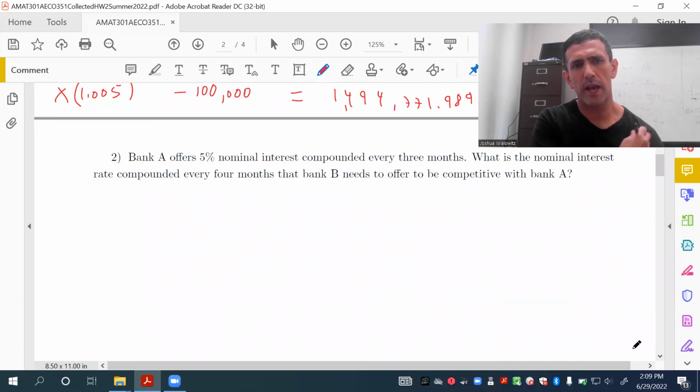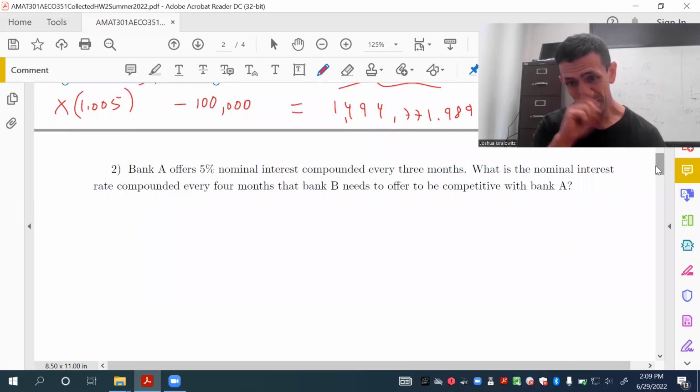Okay, so Bank A, problem 2. Bank A offers 5% nominal interest compounded every 3 months. So that means 4 times a year. What's the nominal interest rate compounded every 4 months that Bank B needs to offer to be competitive with Bank A? So for the 2 banks to be competitive, they need the same effective annual interest rate. That effective annual interest rate is exactly specifying the actual growth for each bank.